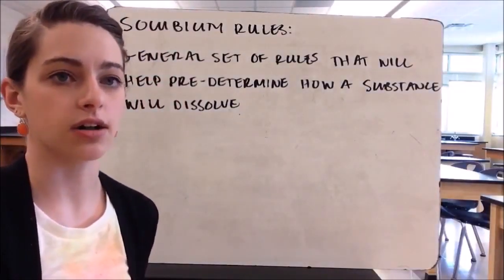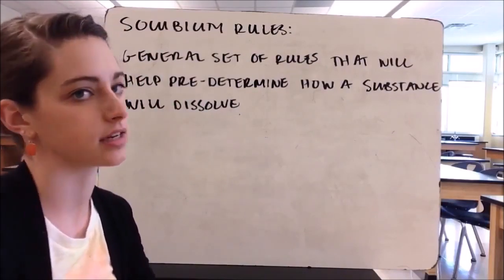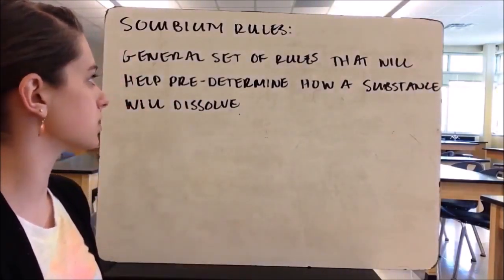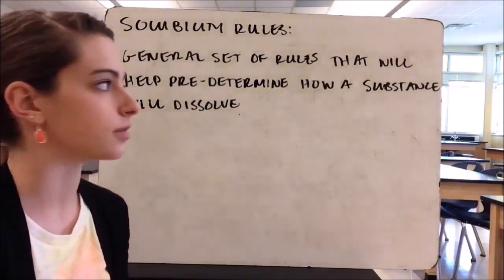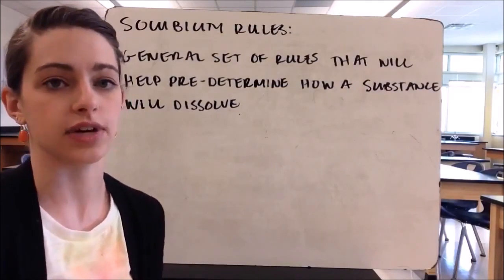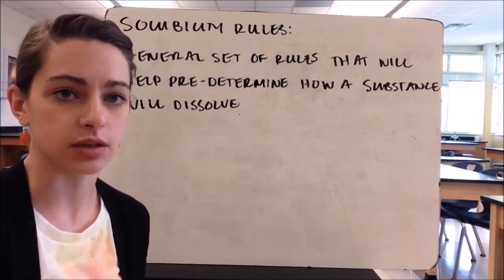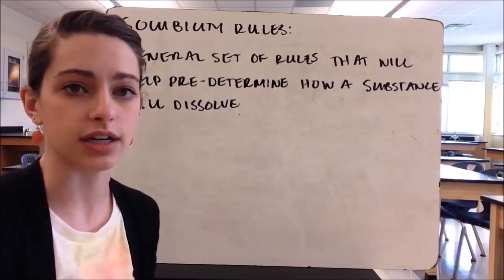We're going to use something called a set of solubility rules to help us determine whether or not something's going to dissolve. Solubility rules are just a very general set of rules or guidelines that help predetermine how a substance will dissolve. We're going to focus on things dissolving in water, and we're going to use our solubility rules to predict whether or not something should dissolve. And that's what we're going to do next.